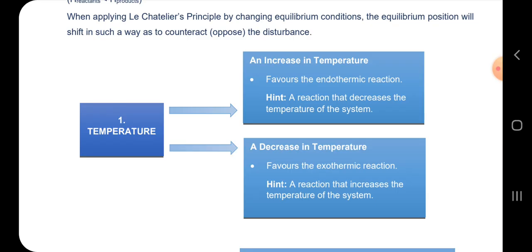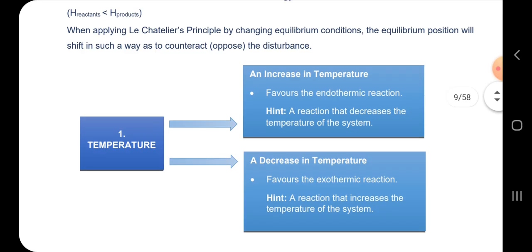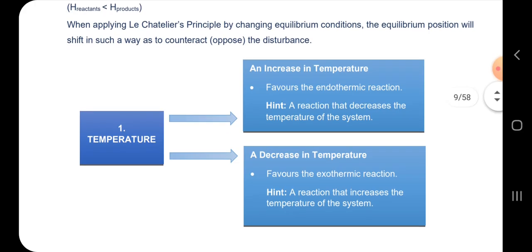When you are trying to decrease the temperature, it favors the exothermic reaction, a reaction that increases the temperature of the system. So when you are trying to decrease the temperature, the system will try to increase it. So there is also a vice versa. That's why Le Chatelier's principle says, when you're trying to do something to a system, the system will do the reverse of what you're trying to do to it. So a decrease in temperature favors the endothermic reaction; an increase in temperature favors the exothermic reaction. You need to know that.